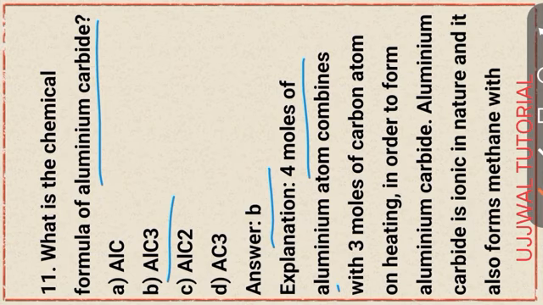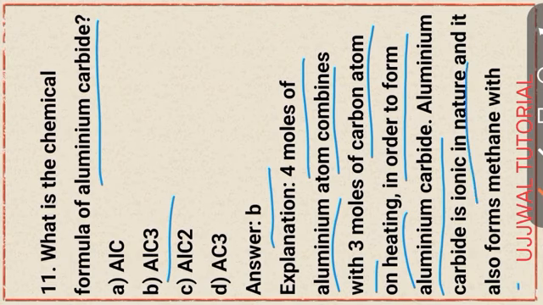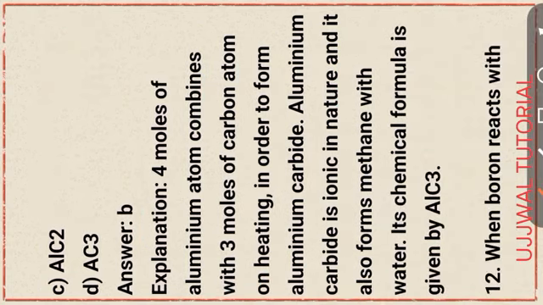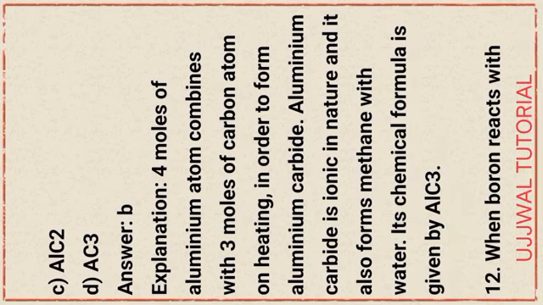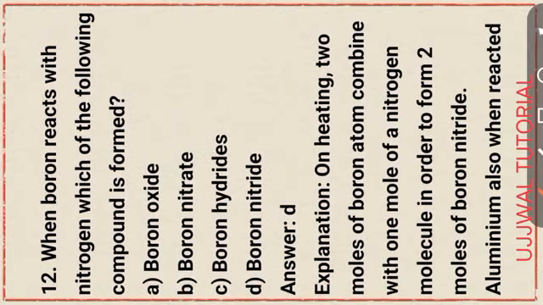Four atoms of aluminum combine with three atoms of carbon on heating to form aluminum carbide. Aluminum carbide is ionic in nature and it also forms methane with water. Its chemical formula is Al4C3, aluminum carbide. Next question, question number 12.